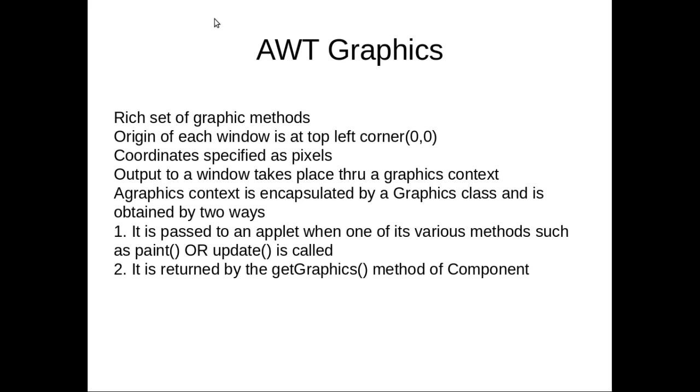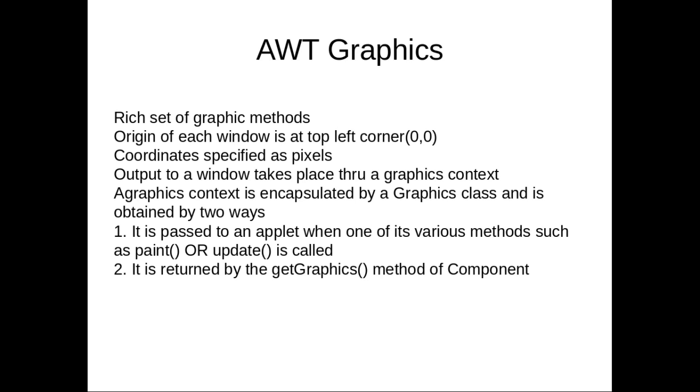Today we are going to discuss AWT graphics. That means how different shapes can be drawn on an applet. For example, suppose you want to draw a line, a rectangle, an ellipse, a circle, an arc, etc. So how can that be done on a graphics canvas or an applet?